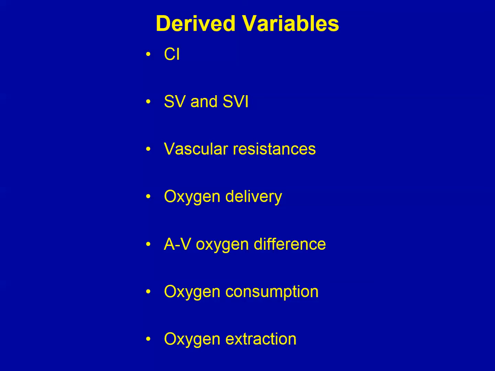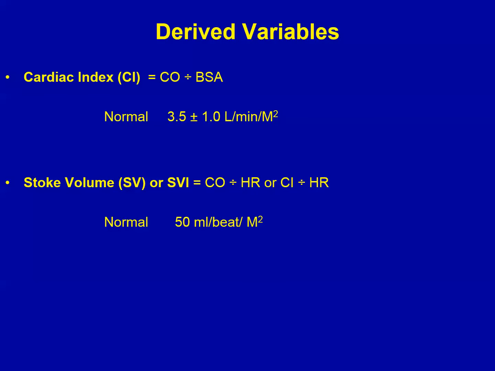Besides the primary variables, the pulmonary artery catheter provides us with additional derived variables as summarized on this slide. Remember, as I've said, cardiac index is derived by dividing cardiac output by body surface area, and the normal is indicated here. Another important parameter is stroke volume.